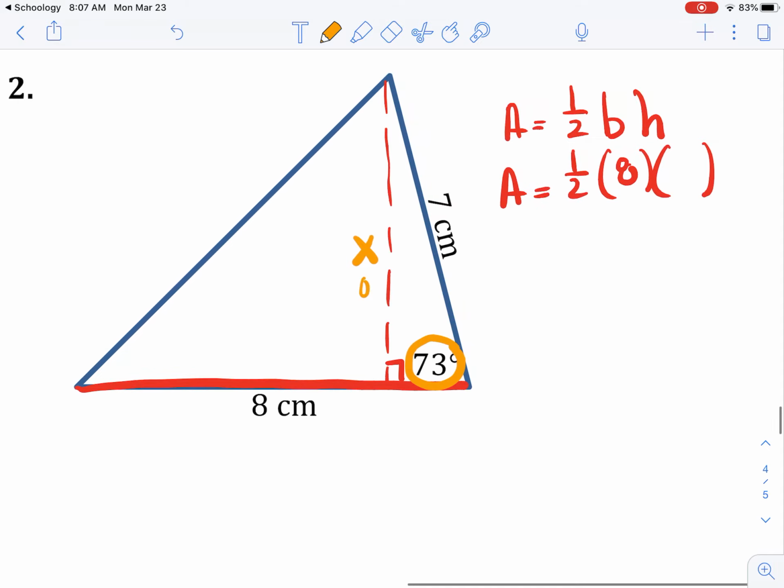All right, so how is x related? Is it the opposite, adjacent, or the hypotenuse? Opposite. What about the side that's 7? Hypotenuse. So now I'm going to go ahead and find x. Opposite and hypotenuse is sine. So sine of 73 degrees is equal to the opposite side, which is x, over the hypotenuse, which is 7.